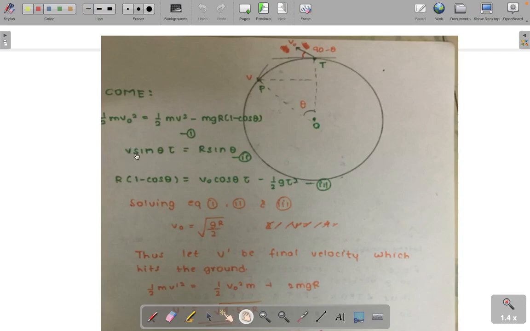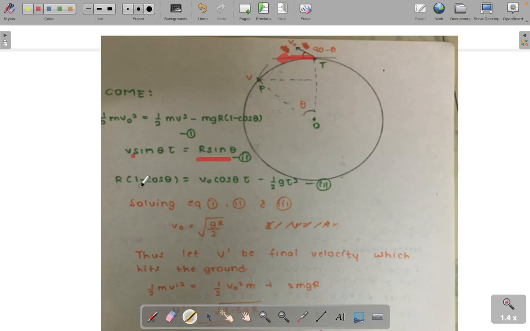Second equation: v naught sin theta, which is this component, times t, the time taken to reach from T to P, is equal to r sin theta. So this is along the x-axis, equation 2.